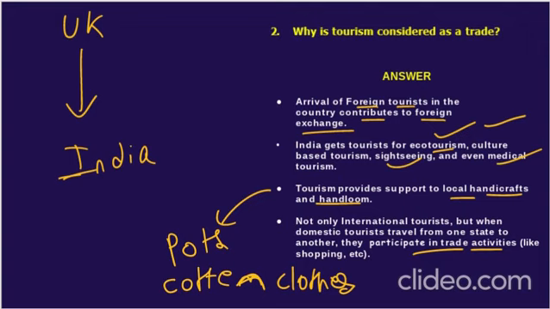If you go to the north side, and if you come from north to south, will you get the same food in the south as you get in the north? No, there is food variation. There are new things as well which are present, right? So within a country also, domestic tourism is supporting trade activities. So this is our second answer.